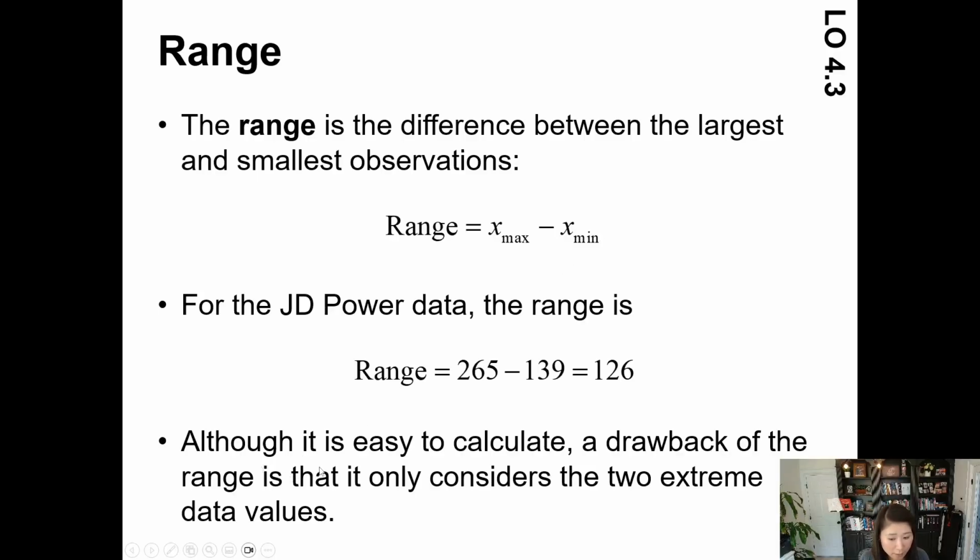It is easy to calculate, but the negative part is that it only considers the two extreme data values, the largest and the smallest. You can imagine that if we do have an outlier, an extremely small or extremely large value, the range can vary a lot, right? So the range is very sensitive to extremely large or extremely small values. Therefore, when we think about rigorous statistical analysis, we usually don't use the range, although we still report it, and you need to know its weakness.